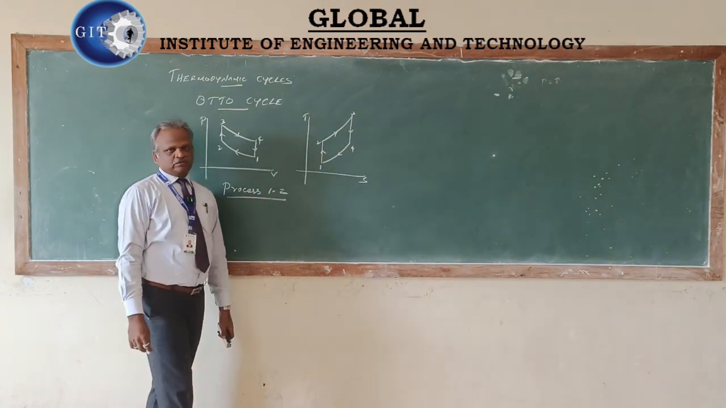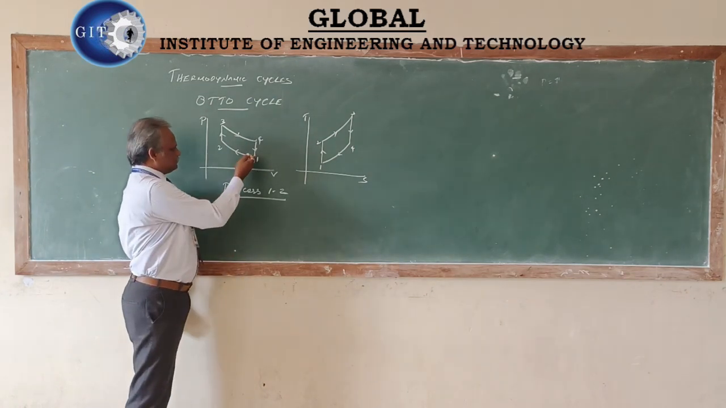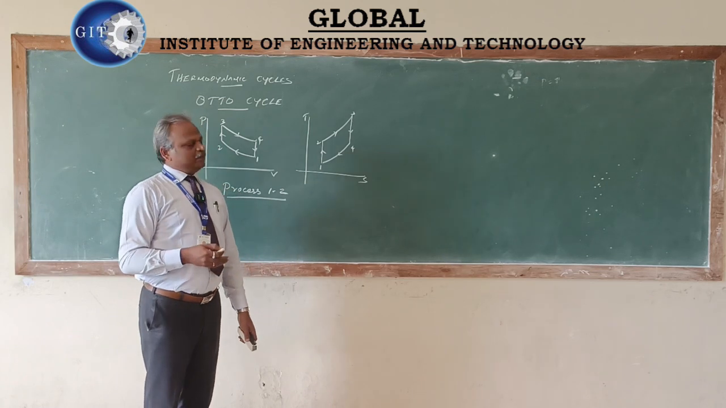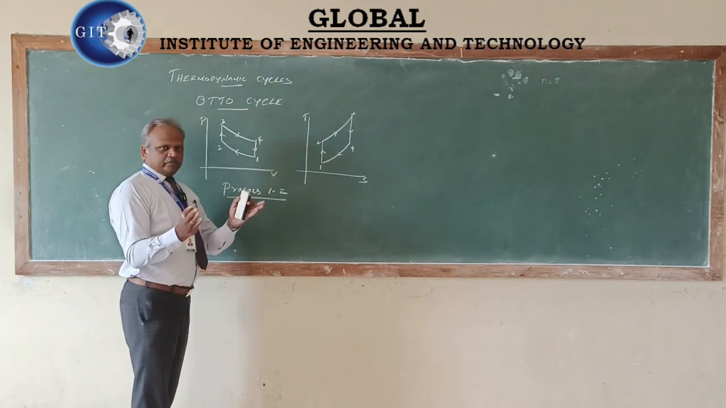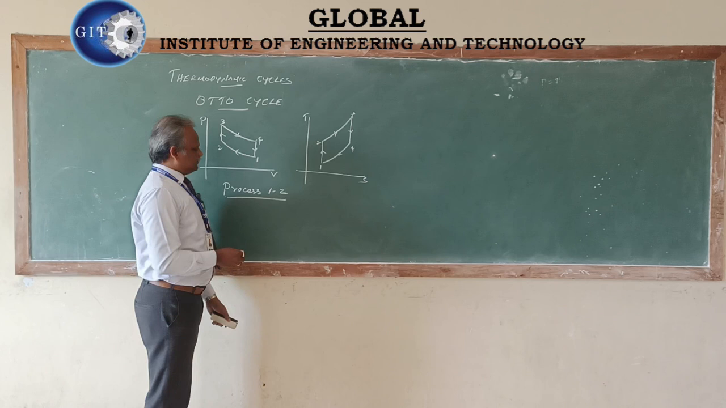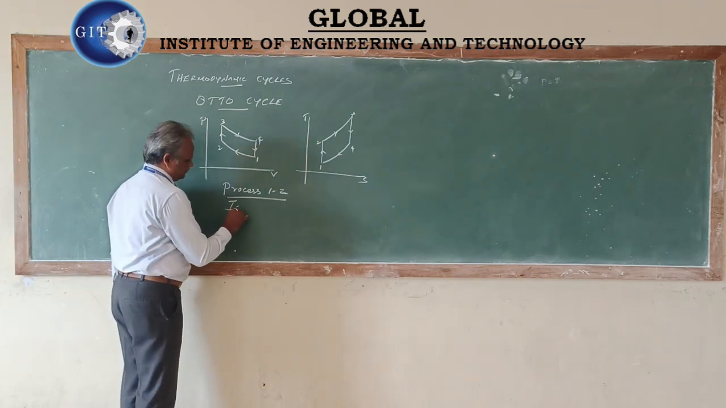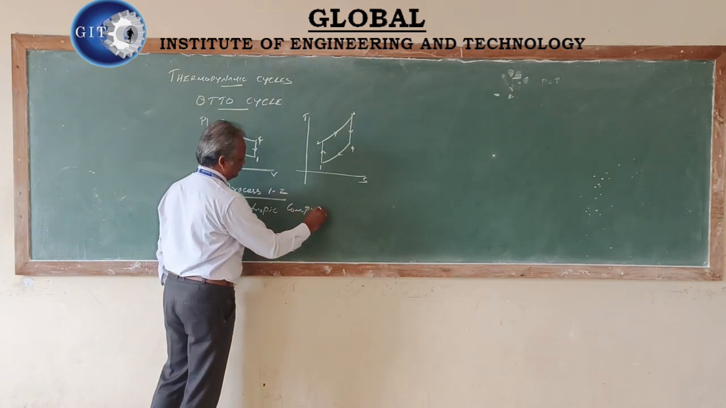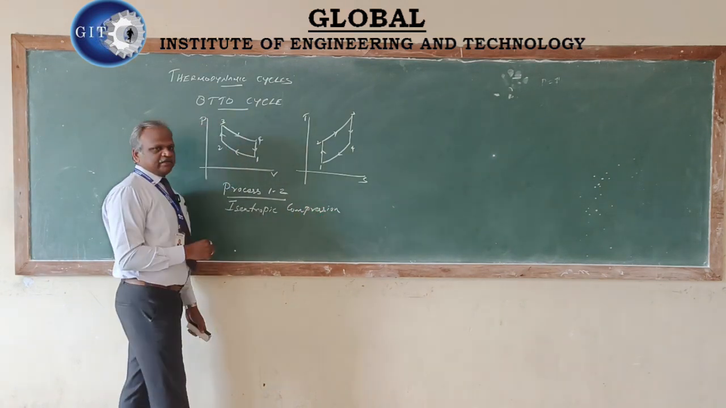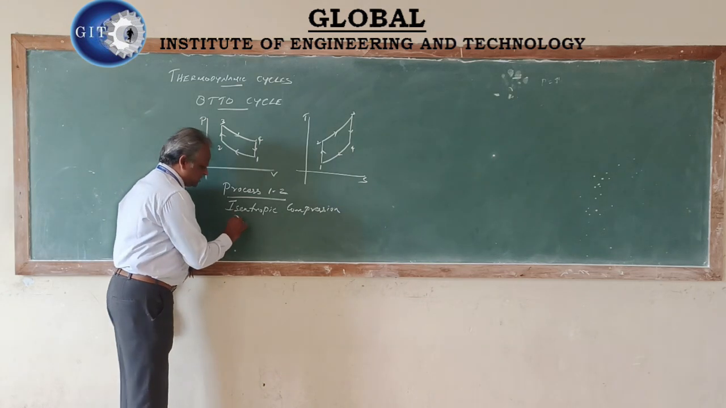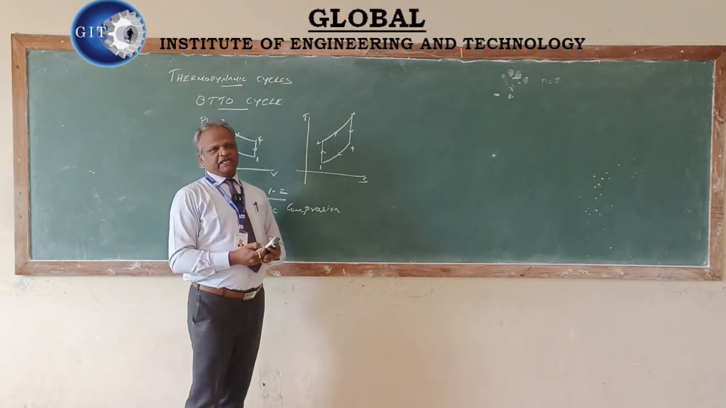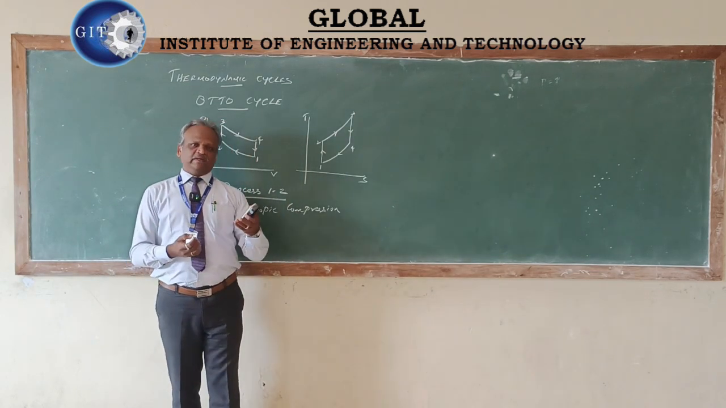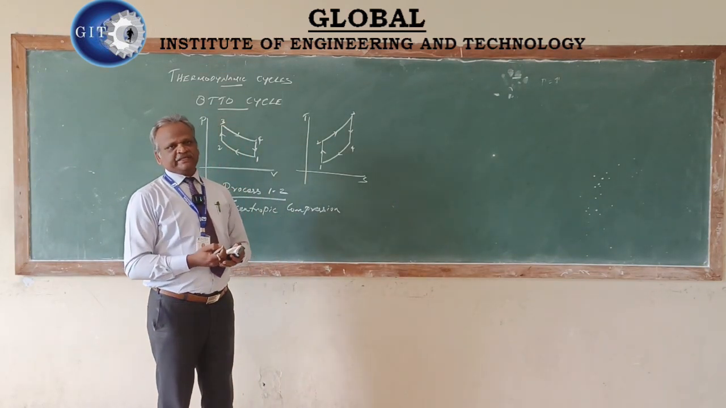Process 1 to 2. Here, describing the pressure-volume cycle, the air is initially compressed. It is isentropic compression, which means that in compression we are increasing the pressure as well as reducing the volume. If the pressure increases, we know the temperature will automatically increase, right? In an isentropic process, entropy remains constant.